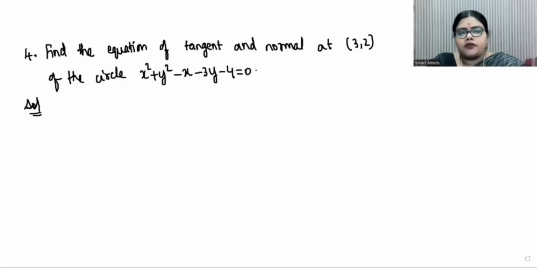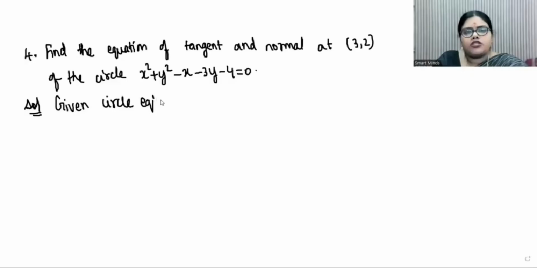Take the next question. Find the equation of tangent and normal at (3, 2) of the circle x square plus y square minus x minus 3y minus 4 is equal to 0. So first let us see what is the given circle equation. The circle equation is x square plus y square minus x minus 3y minus 4 is 0.